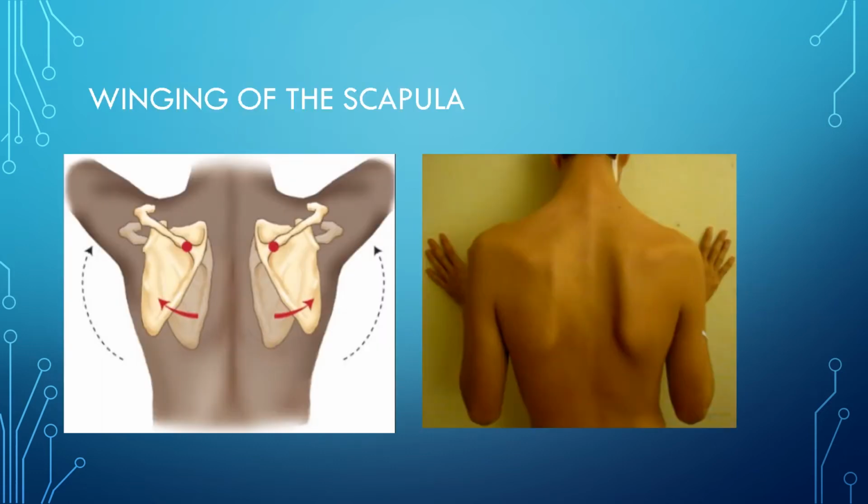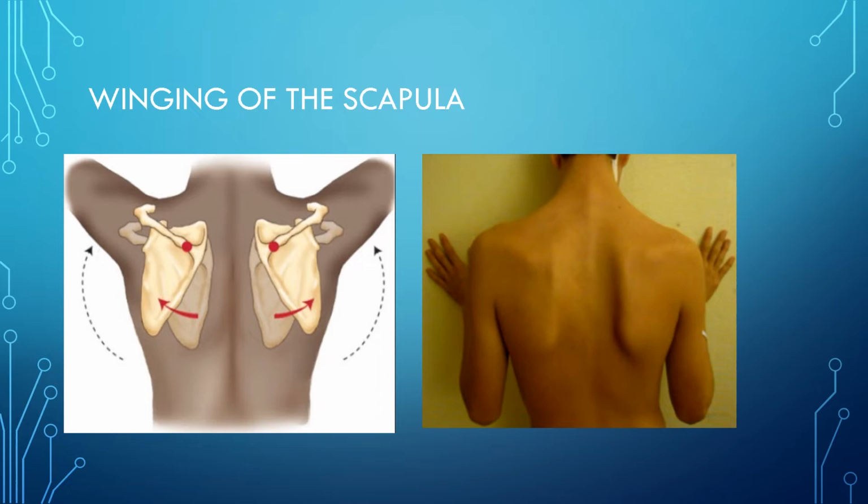Here we have an example of what happens normally with the scapula. When a patient lifts up their arms, you see the external rotation of the scapula. And usually the red spot doesn't come out that prominently. You do see it move, but it usually doesn't move that far laterally.